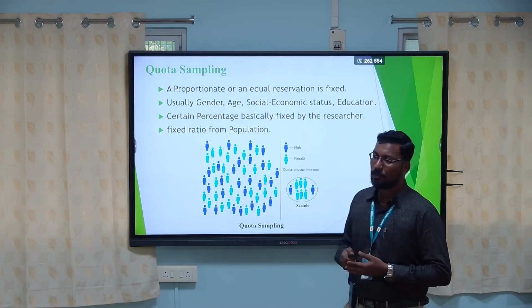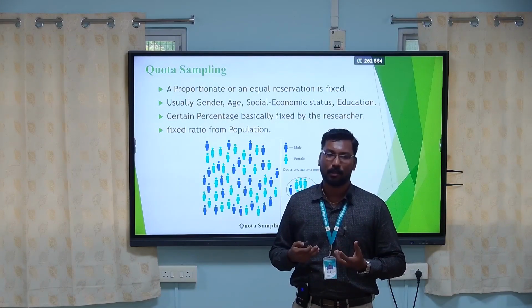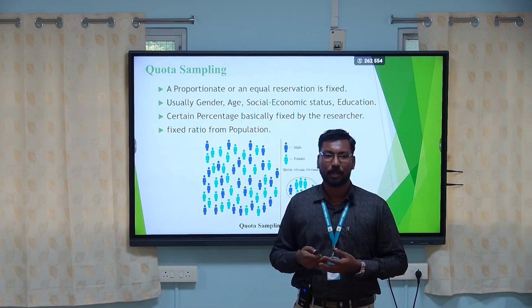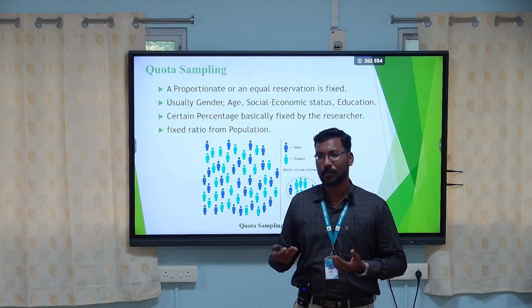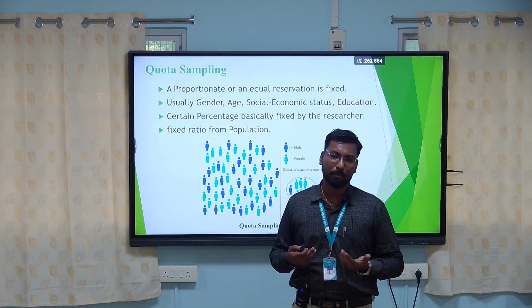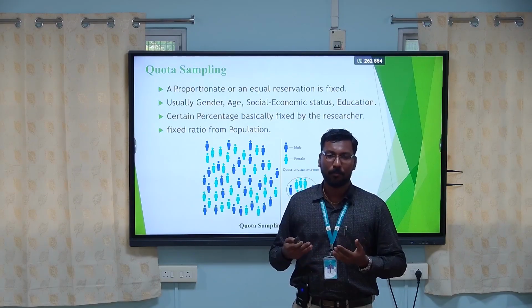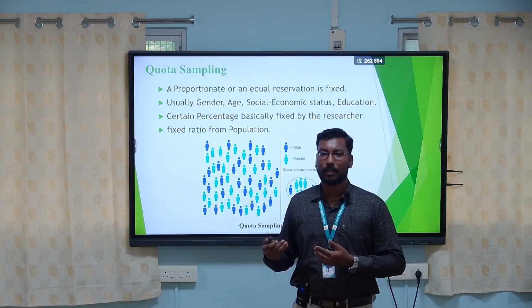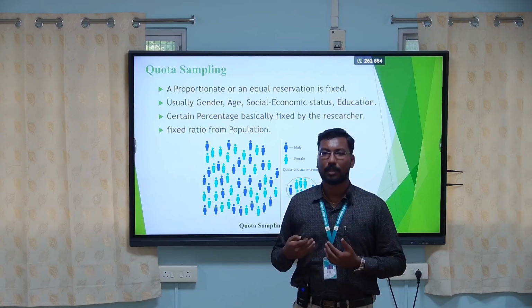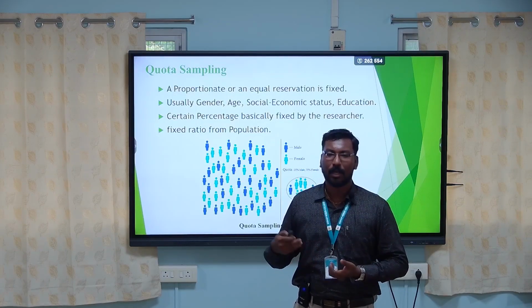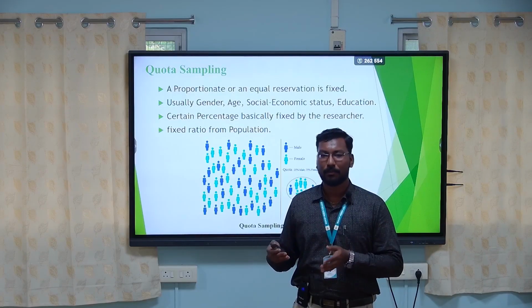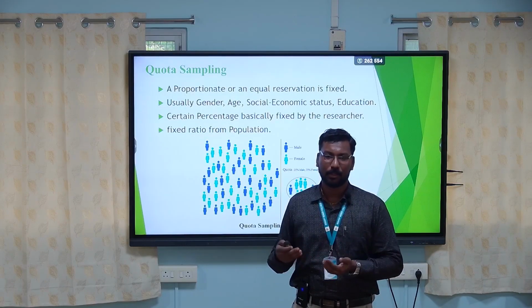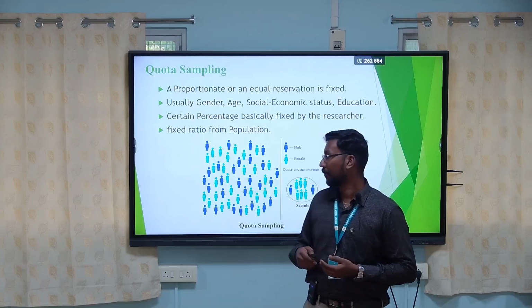And quota sampling. Quota means we are giving some quota. Quota means like reservation. For example, male and female, we can take as quota. If the quota of male is 60% and female is 40%, I am going to collect data from 60% male and 40% female. So already I fix a reservation. This reservation comes under quota sampling.